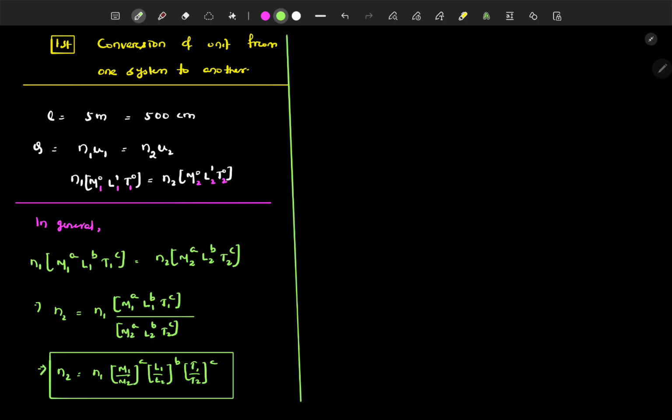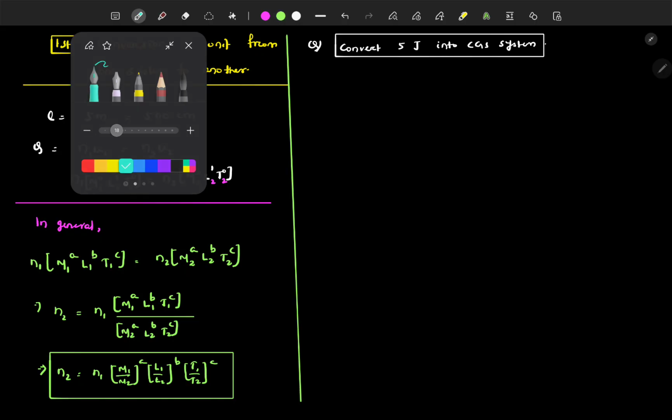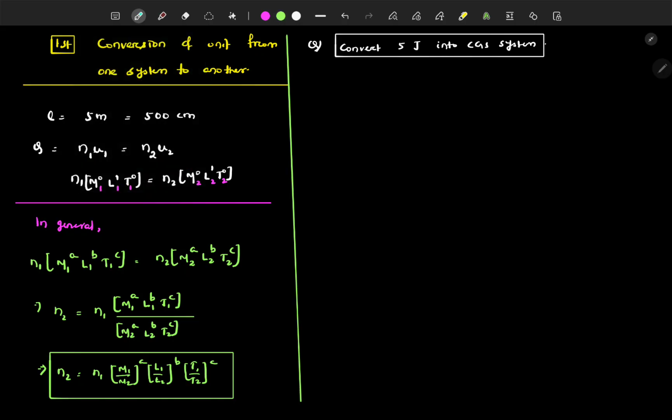Okay. So let's solve one question by use of this working formula. The question is: convert 5 joule into CGS system. This is your question. So what you have to find? You have to convert 5 joule into CGS system. First think, joule is the unit of which physical quantity? That is work or energy. So first you have to find which physical quantity is involved in this question. That means the quantity is work.